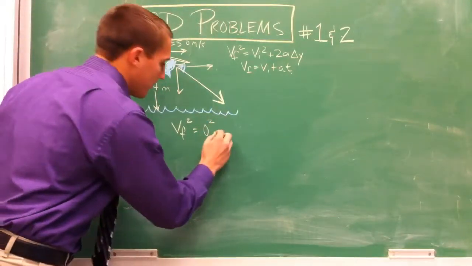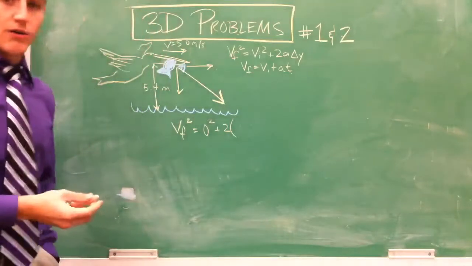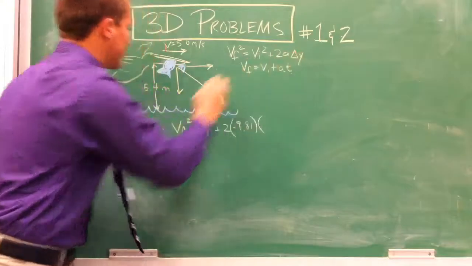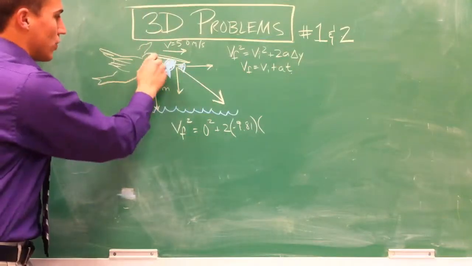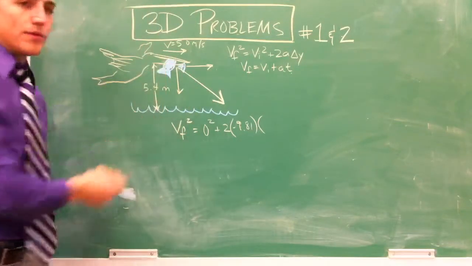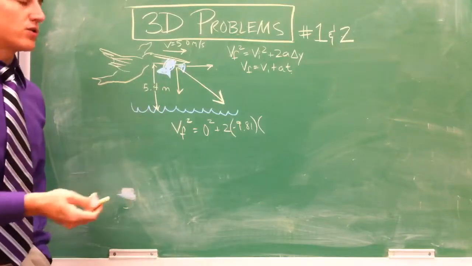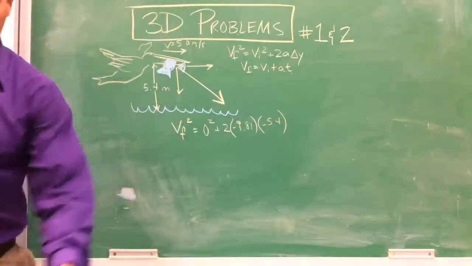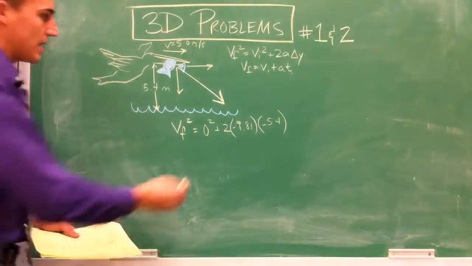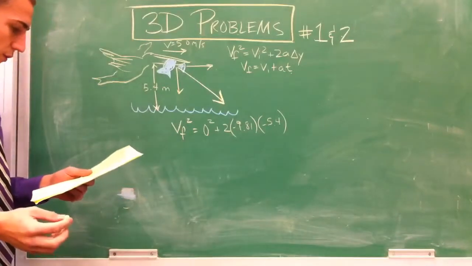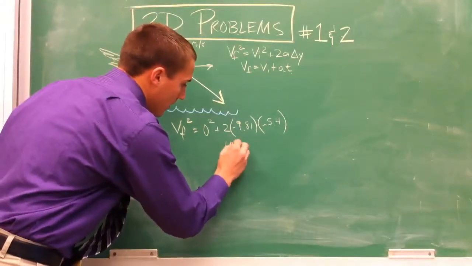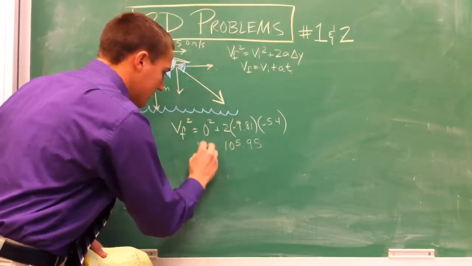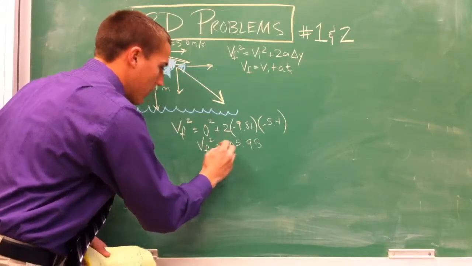So 0 squared plus 2 times acceleration. The only acceleration rate is gravity. And then this would be change in y. Well, y initial would be 5.4. y final would be 0. So y final minus y initial is just going to be negative 5.4. When we plug those in the calculator, 2 times negative 9.8 times negative 5.4, we get positive 105.95. And this is equal to velocity final squared.